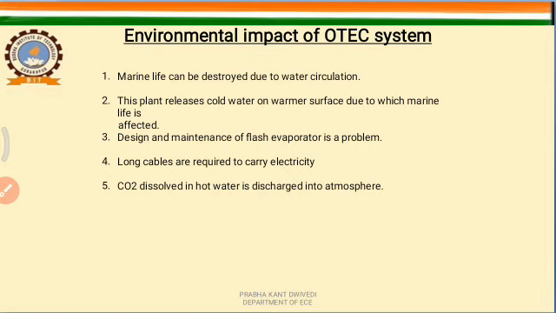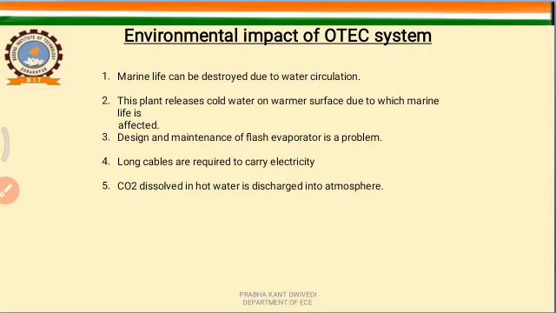Design and maintenance of flash evaporator is a problem. Long cables are required to carry electricity, and the other environmental impact is, CO2 dissolved in the water is discharged into the hot atmosphere. This CO2 causes greenhouse effect. So these are some limitations of this system.